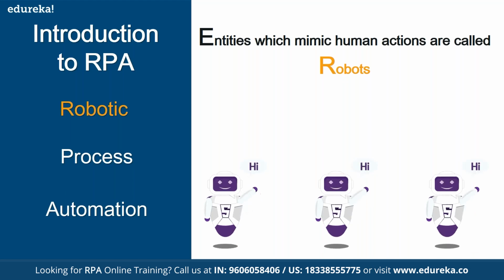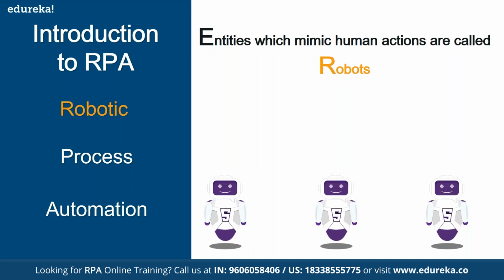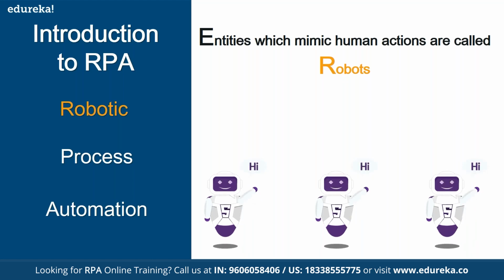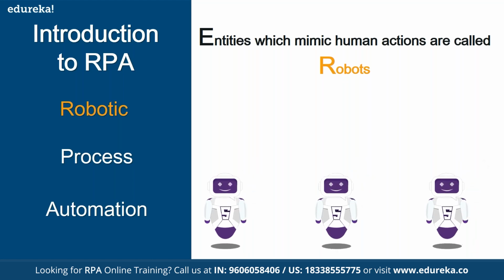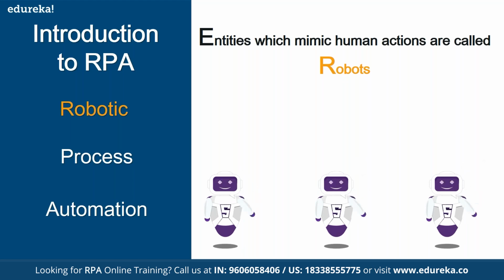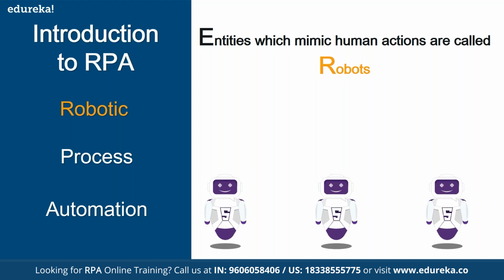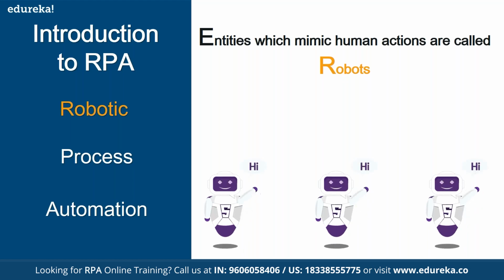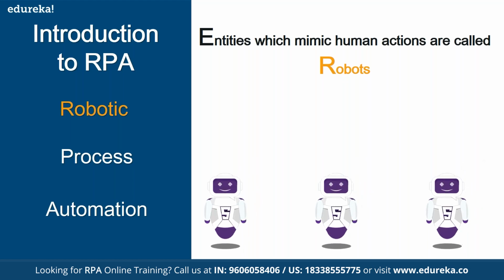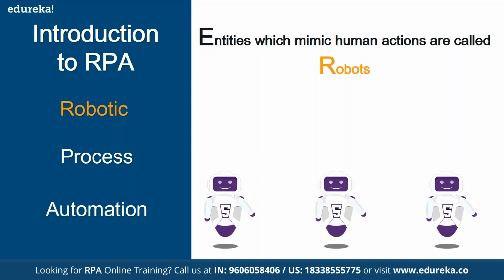Robot, in simple layman words, is a software. How? You install a particular software on your computer. Microsoft Office is a software; you install it on your computer and use its features. Likewise, RPA is also a software, and in that, a robot is a software entity. It is a software entity which mimics human actions.